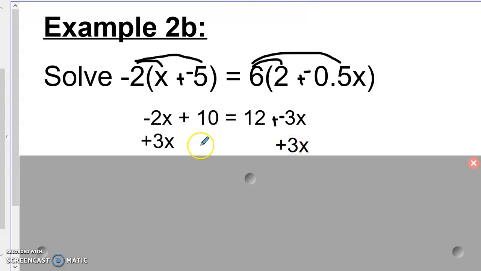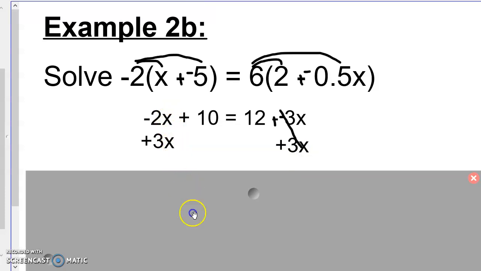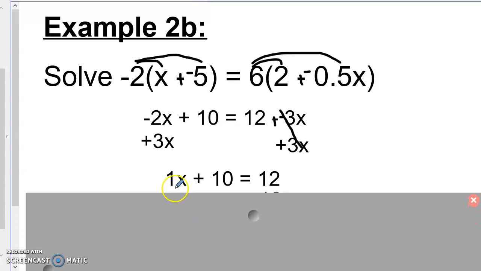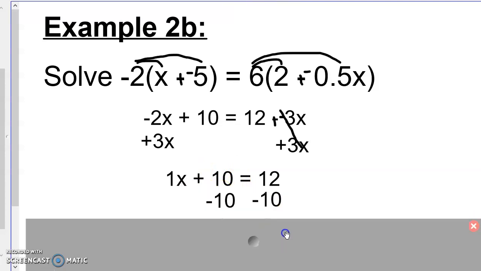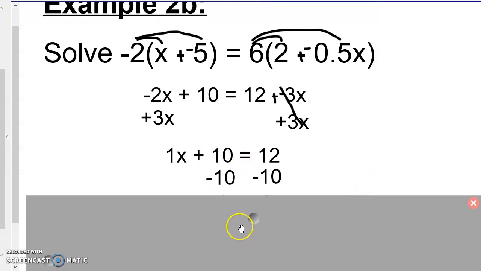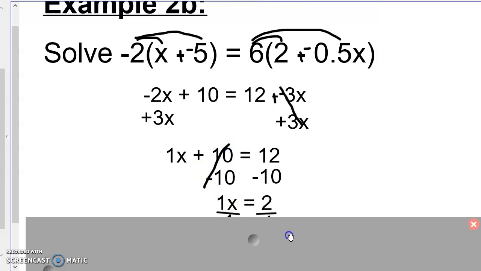I decided to add 3x to both sides, so that's going to cause this x on this side to cancel. Negative 2x plus 3x is, of course, 1x. And then that leaves me with 1x plus 10 equals 2. Now I want to get rid of this plus 10, so I subtract 10 on both sides. That would cancel then, leaving me with 1x equals 2 because 12 minus 10 is 2.